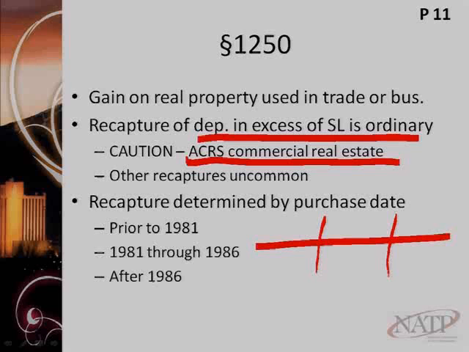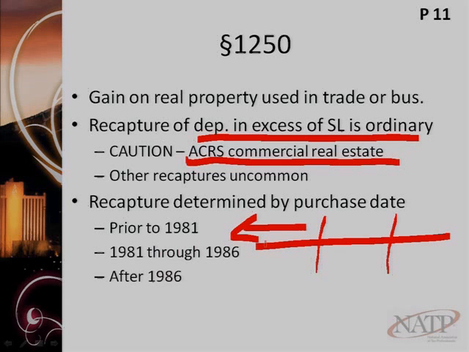So maybe I should ask this. I talk about 81, 86, and after 86. What do those dates have to do with a 1231, 4797 schedule? Depreciation. We had the old ADR life, and on page 11 it talks about the different lives there. But at that point in time, the general rule was if you used straight line depreciation, there was no recapture. If you used accelerated depreciation, it's the difference between the accelerated depreciation and straight line.